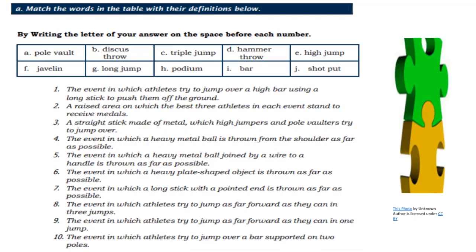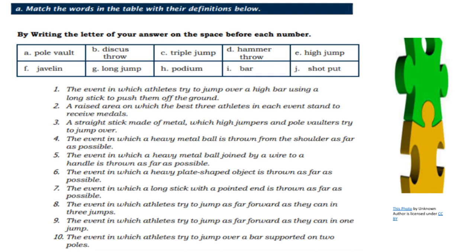Match the words in the table with their definition below. 1. The event in which athletes try to jump over a high bar using a long stick to push them off the ground. 2. A raised area on which the best 3 athletes in each event stand to receive medals. 3. A straight stick made of metal, which high jumpers and pole vaulters try to jump over.